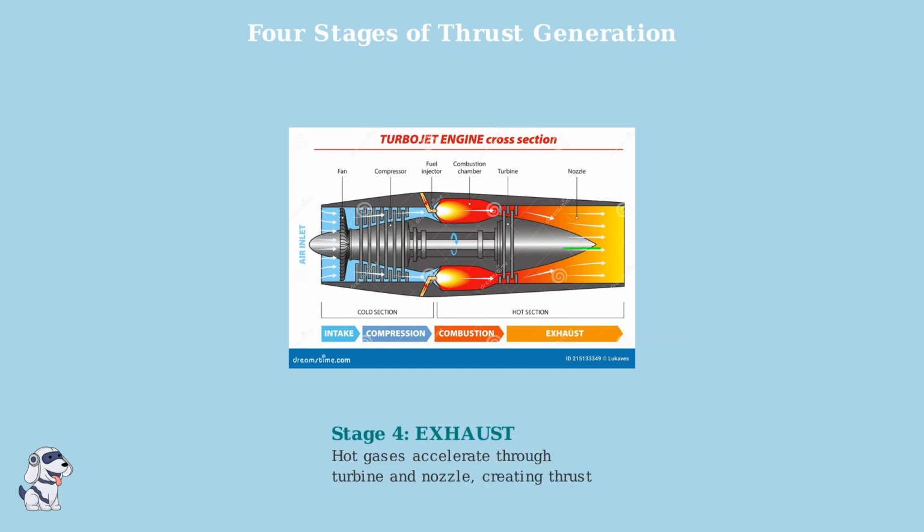Stage 4 is exhaust. The hot, expanding gases first pass through the turbine, which extracts energy to power the compressor. The gases then accelerate through the exhaust nozzle, creating high-velocity exhaust that generates thrust according to Newton's third law.